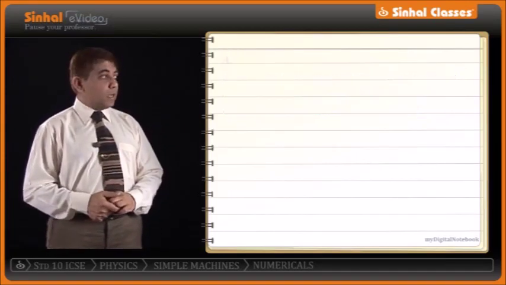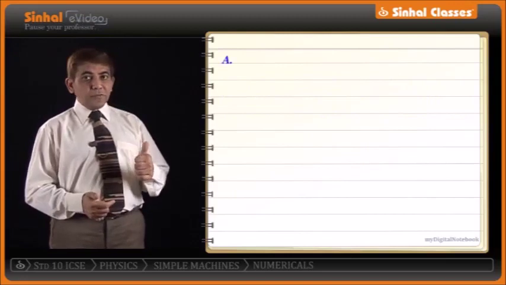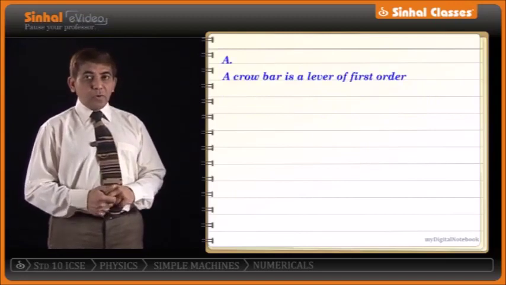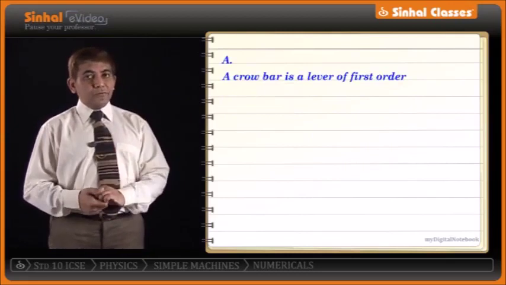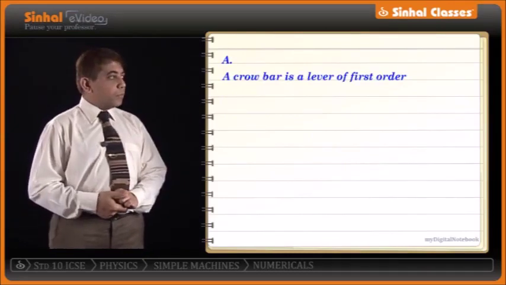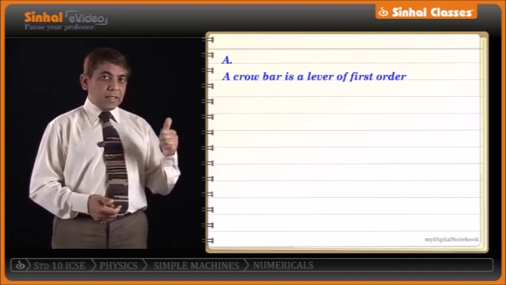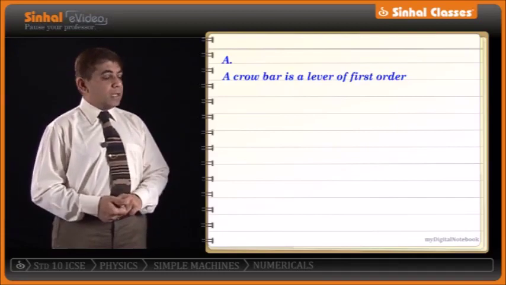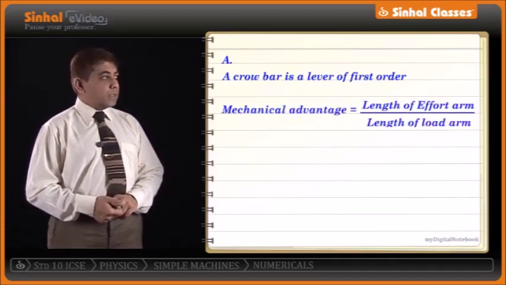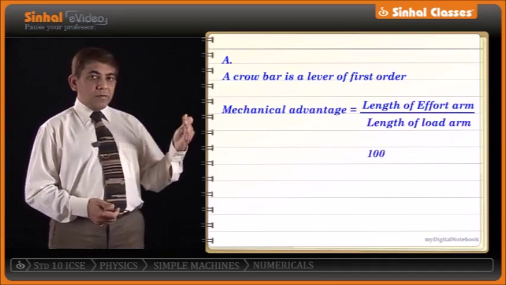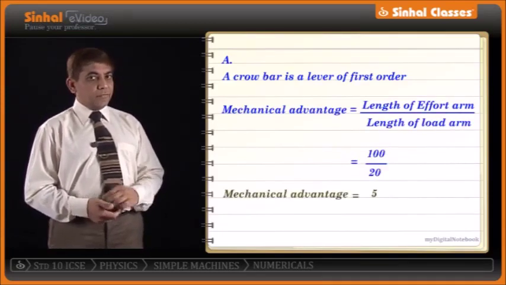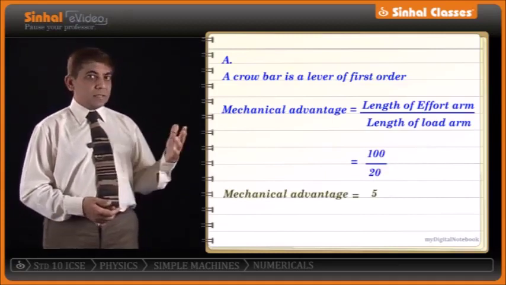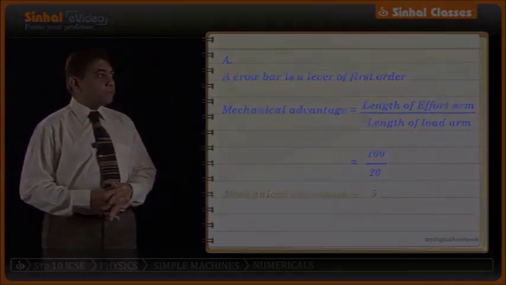Mechanical advantage of crowbar is nothing but length of effort arm upon length of load arm. So we have crowbar as a first order lever. We have the mechanical advantage as length of effort arm upon length of load arm. Substituting the value, it is 100 upon 20, that is equal to 5. A very simple example to solve, but yes, could be asked.